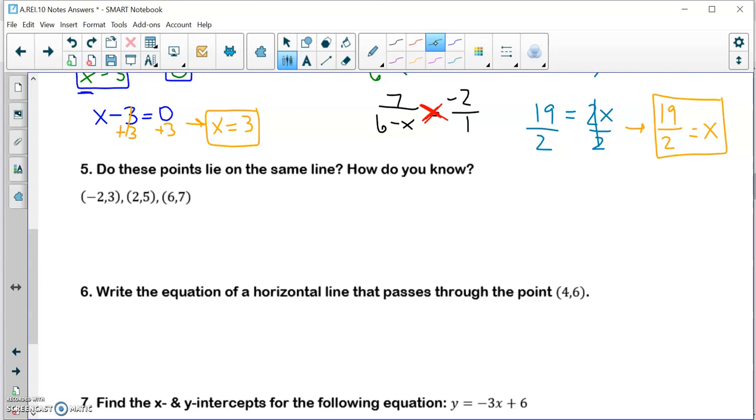So we need to find the slope between my first 2 points. y2 minus y1 over x2 minus x1. I get a slope of negative 2/4, which is a slope of negative 1/2. So that's the slope between the first 2 points. Now I'm going to find the slope between the second 2 points.